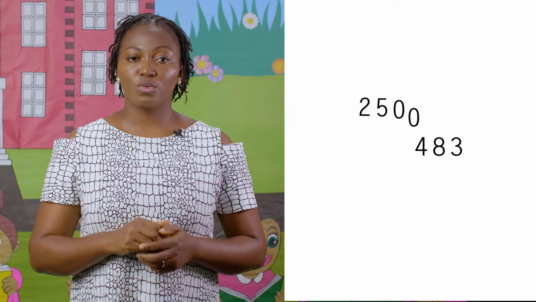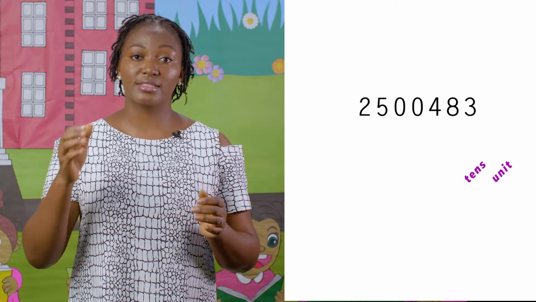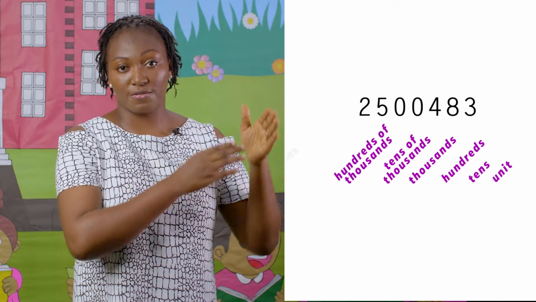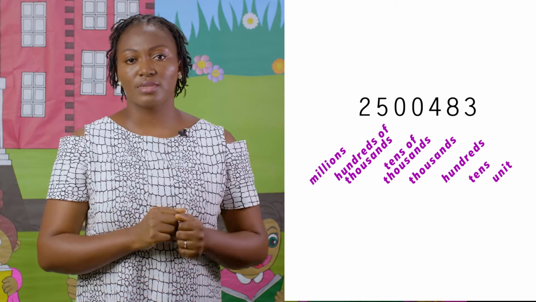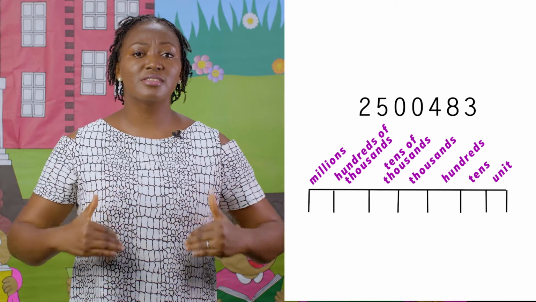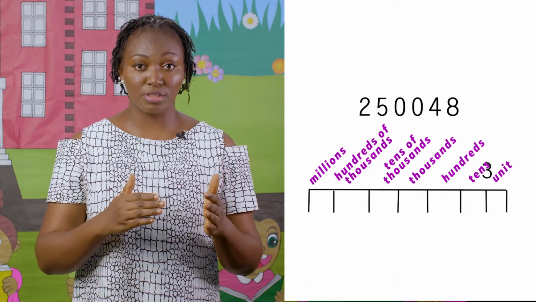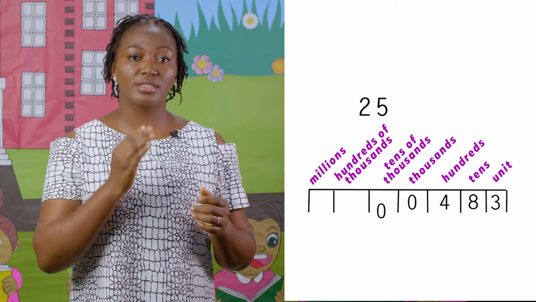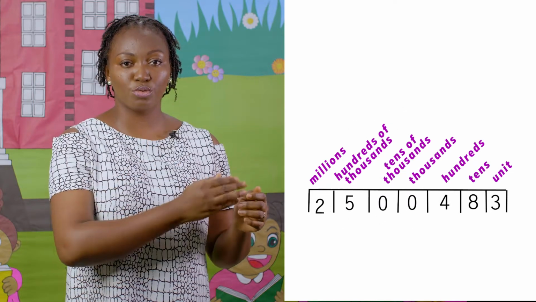Now let's look at something much bigger. 2500483. Quite big, right? Yes. We write the place value starting from unit. You have unit, tens, hundreds, thousands, tens of thousands, hundreds of thousands, and the million. Now, having done that, we put our numbers right under them, starting with the unit. 3, 8, 4, 0, 0, 5, and 2.